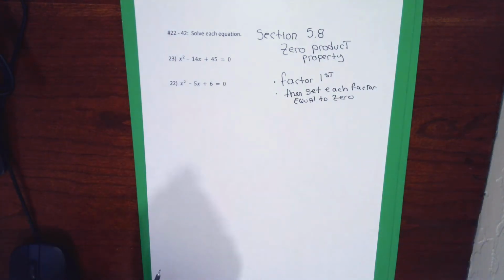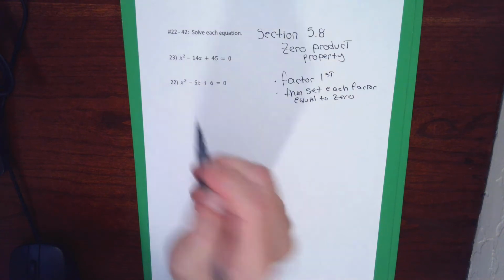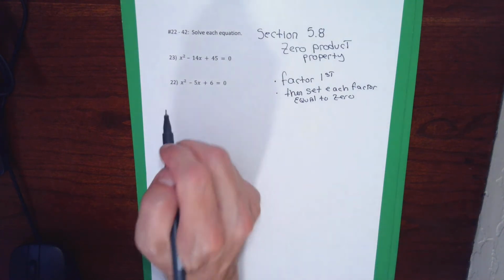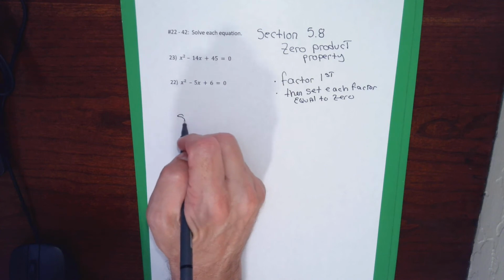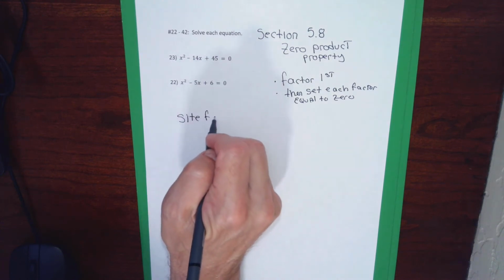And I didn't think I needed to do any theory. We already know how to factor. We know how to apply the zero product property if one side is factored and the other side is zero. So I'm just going to jump into this and start with 22. So my first step in 22 is to factor. And because there's not a number in front of the square term, I'm able to sight factor this.